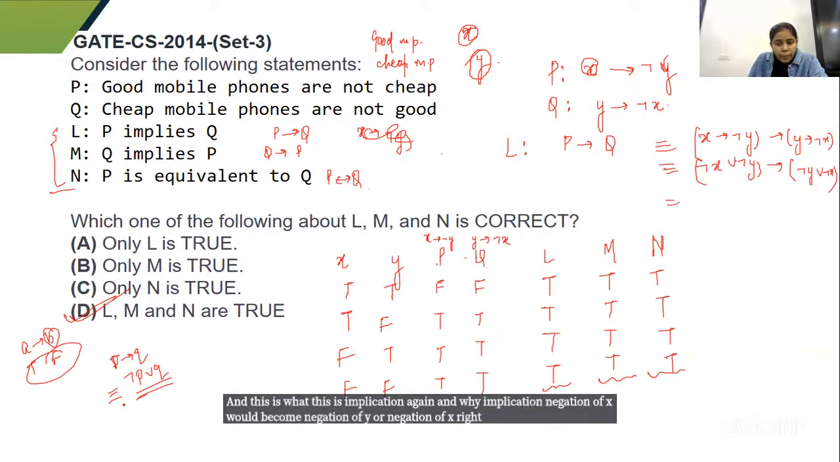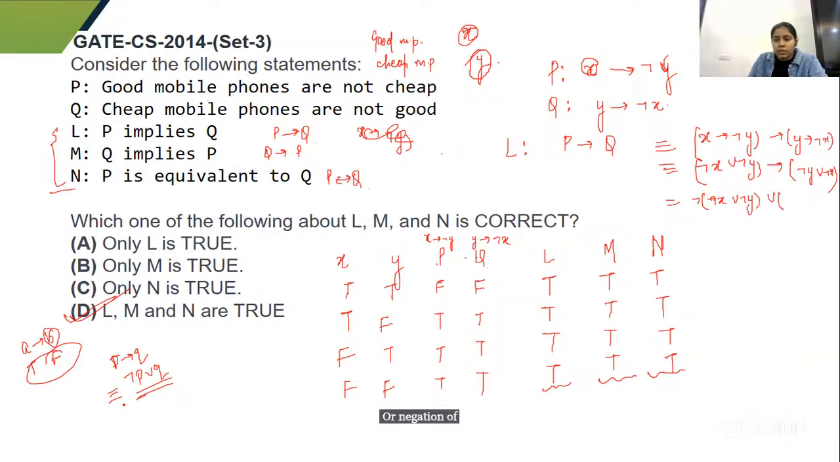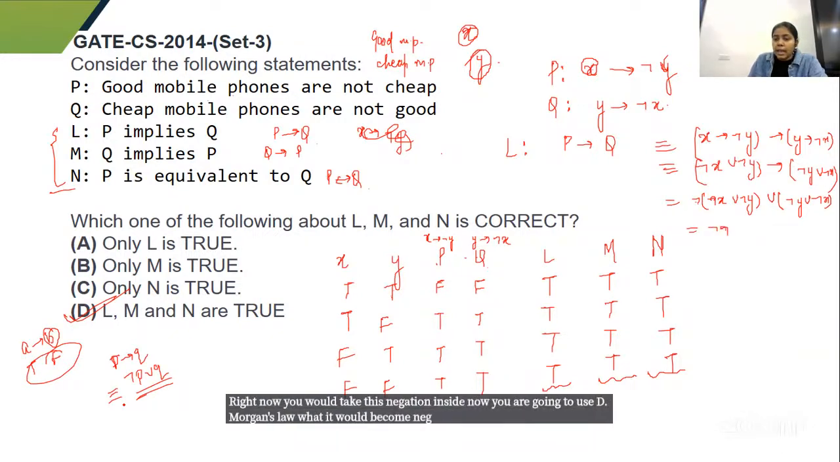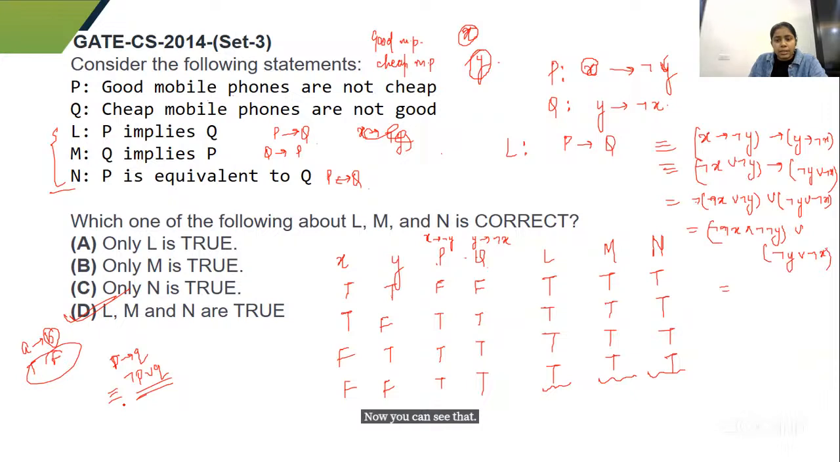Now you can open this implication as well, but again, this is a longer method. Or negation of Y, or negation of X. Now you would take this negation inside. You are going to use De Morgan's law. What would it become? Negation negation X, and negation negation Y, and then or negation Y or negation X. Negation negation X would become X and Y, or negation Y or negation X.